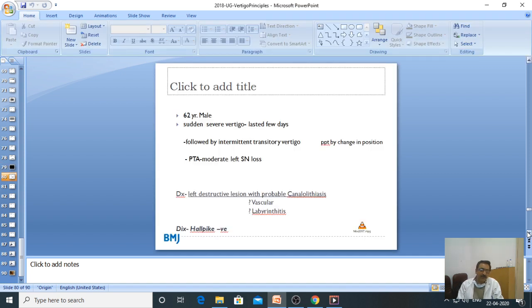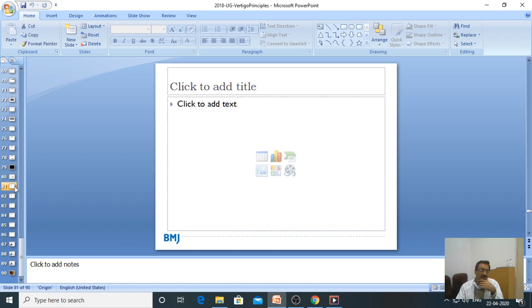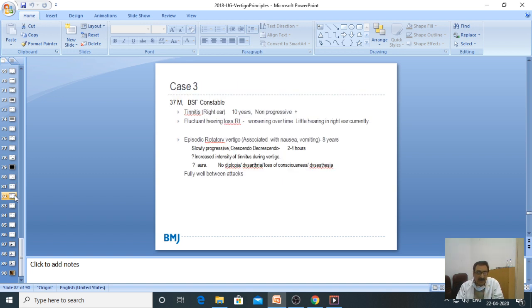And from our point of view, we can sort this particular situation with what we call a positioning maneuver. You don't really need to know too much about it, except to know that it is very effectively treated by an ENT surgeon by the Epley's maneuver, E-P-L-E-Y. Epley's maneuver. They might ask in an MCQ. Your book will have it for sure.